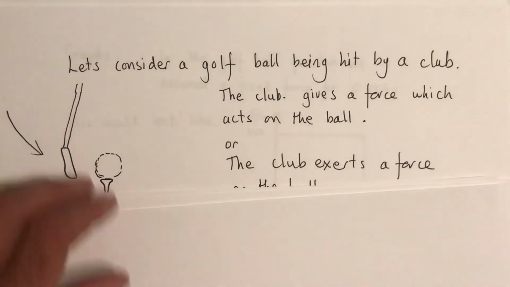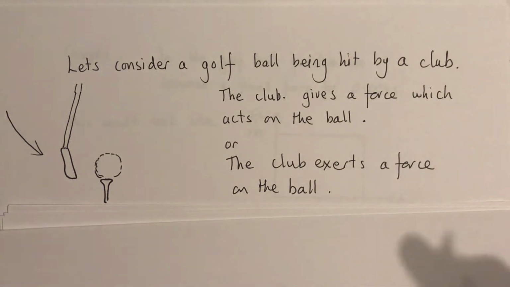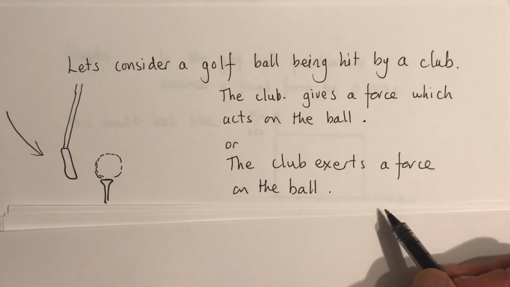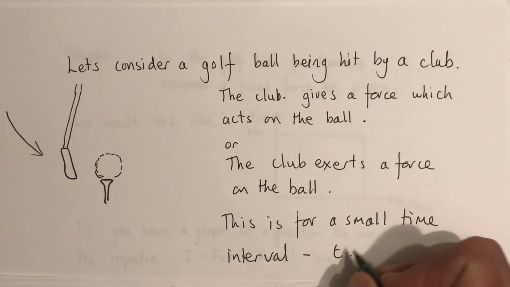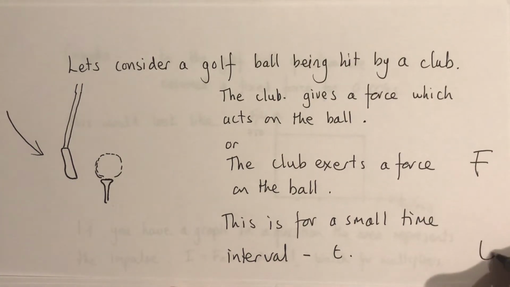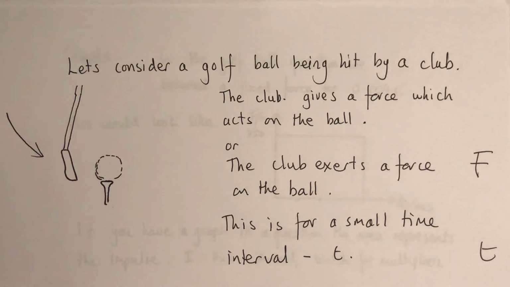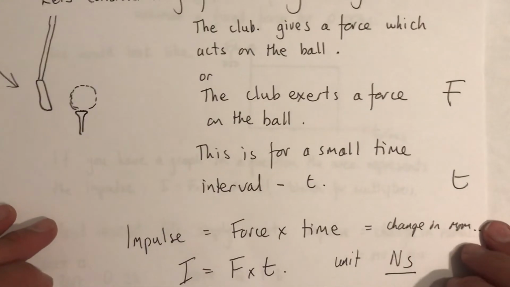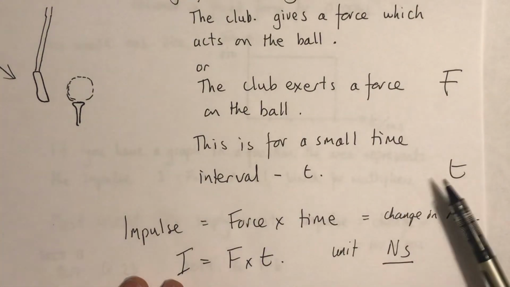Let's consider a golf ball being hit by a club. The club gives a force which acts on the ball. Or to be in more sort of physics speak, the club exerts a force on the ball. And this will be for a small time interval that we'll call t. So we're going to have an F from this and a t from that, and already you should be thinking impulse equals force times time, and we know that that will give us a change in momentum. So that is where we are going: golf ball, club exerts a force, it happens for a small time, of course.